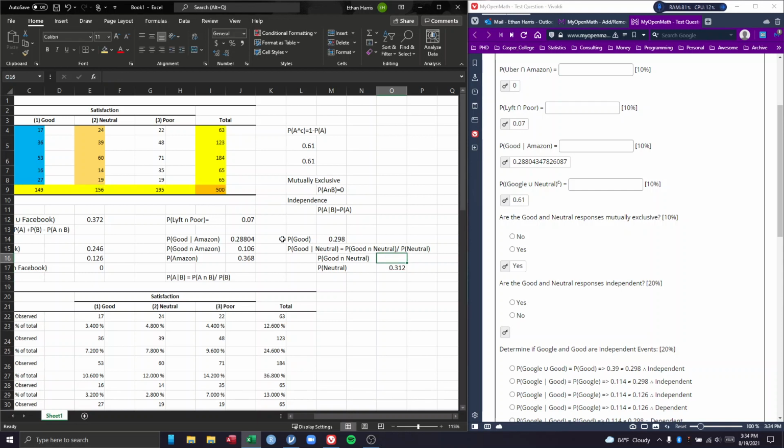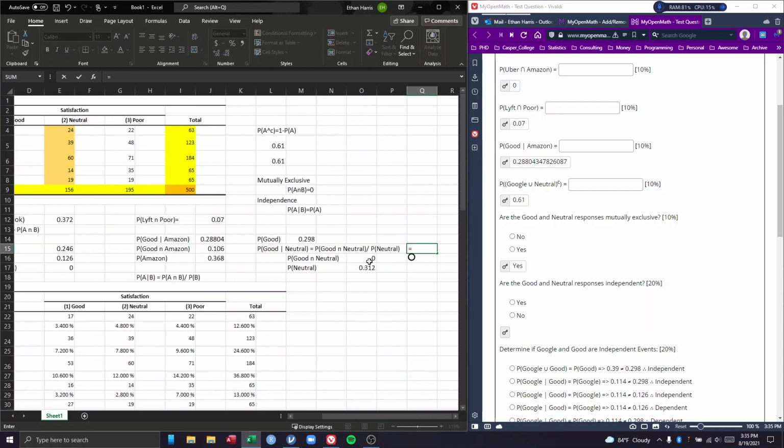And good intersect neutral. Wait a second. Good intersect neutral has no intersection, so the probability is 0. So if we go back up to this probability, it's just going to be equal to 0 divided by 0.312, and we get a probability of 0.